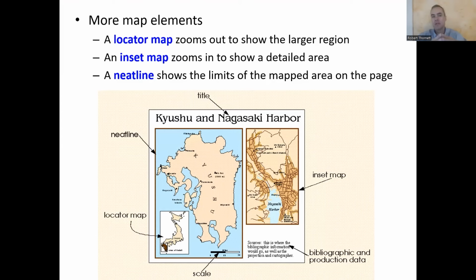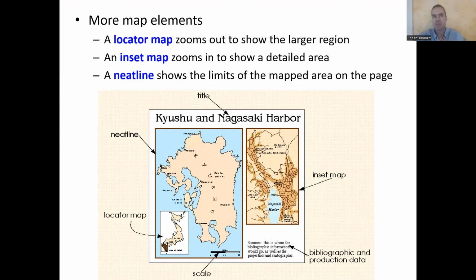Then the last thing on here, the neatline. The neatline is all those brown boxes around each of the maps there, brown and then black boxes at the bottom. So that's showing you that we're no longer on the map anymore. It's the limits of the mapped area.